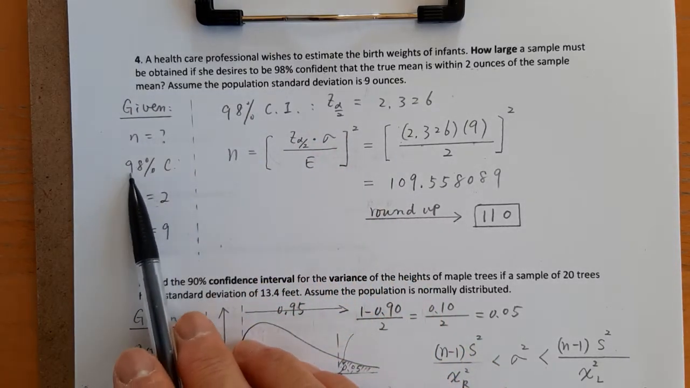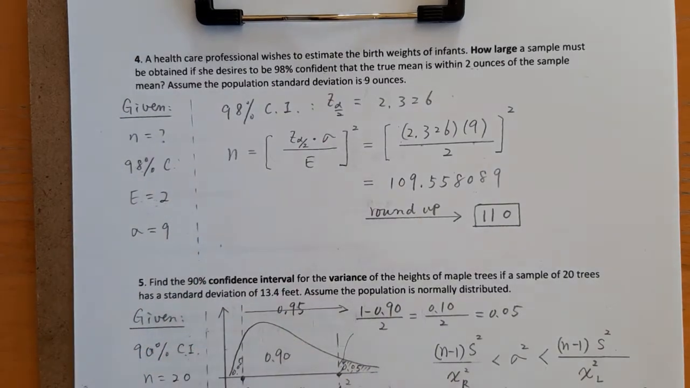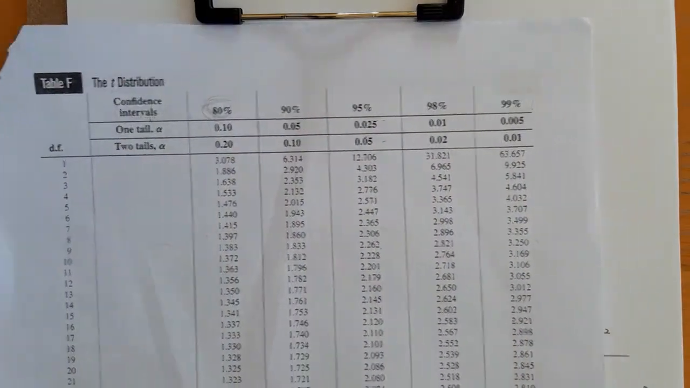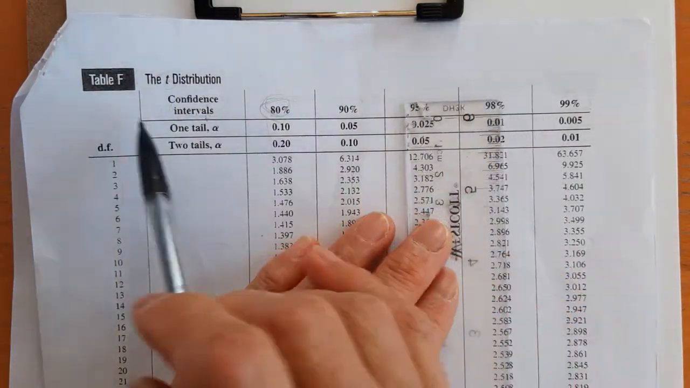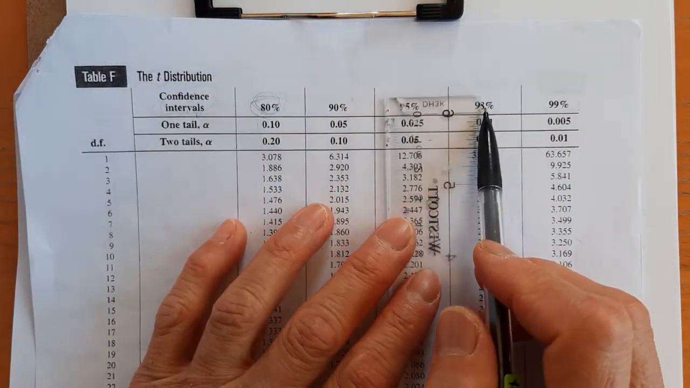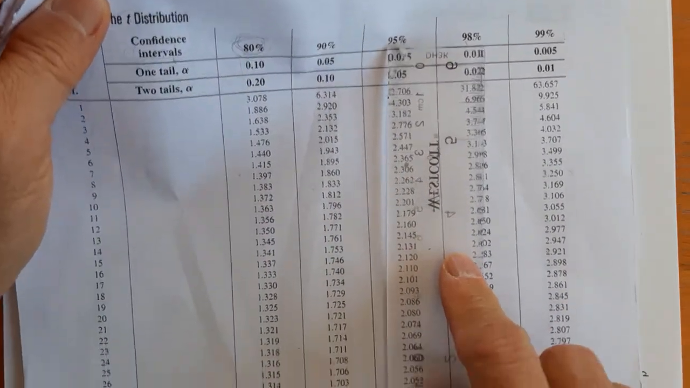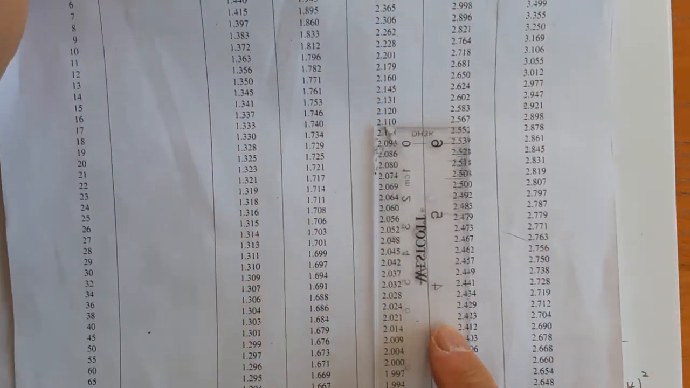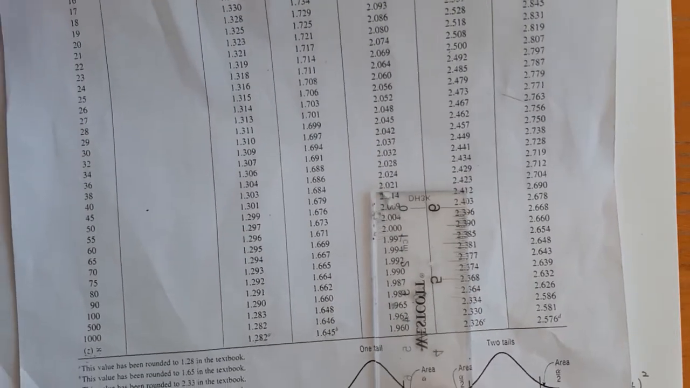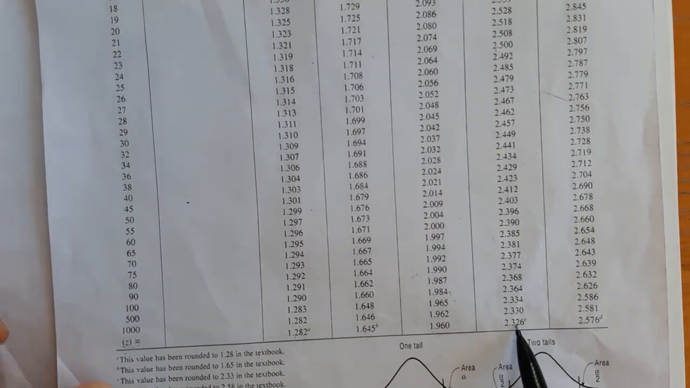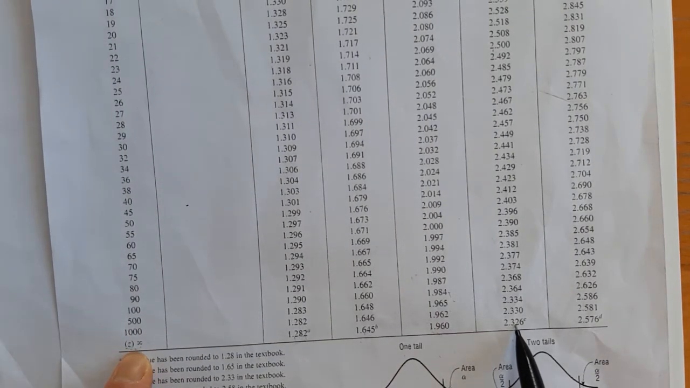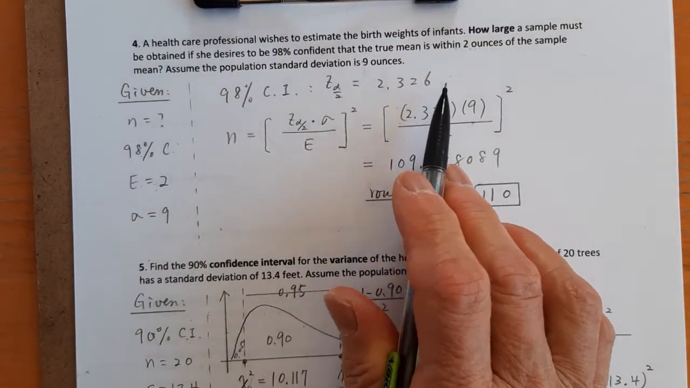So first of all, 98% confidence, figure out the Z score. Use this t distribution table. Confidence interval 98%, then you go down to the bottom, the last row, which is the Z score. Z equals 2.326.